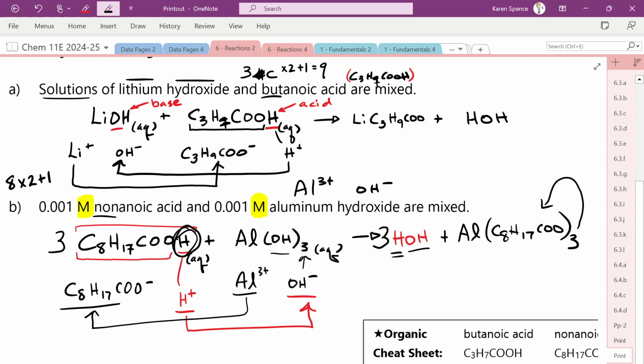Worksheet, answer key, help yourself. I'll turn this off so you don't get blinded.